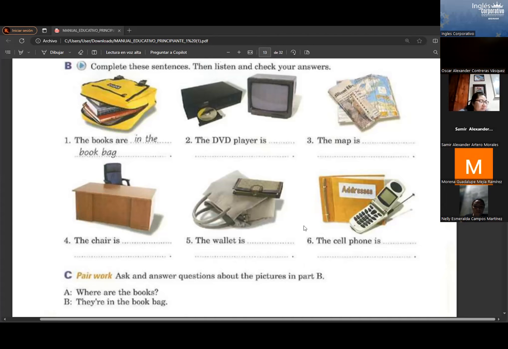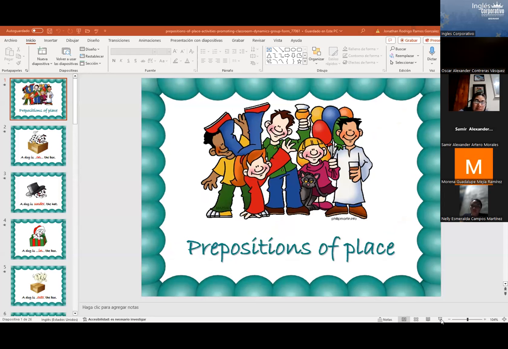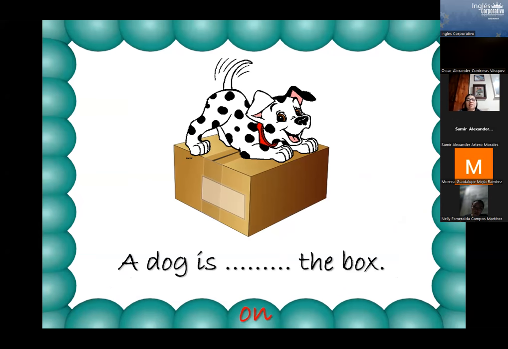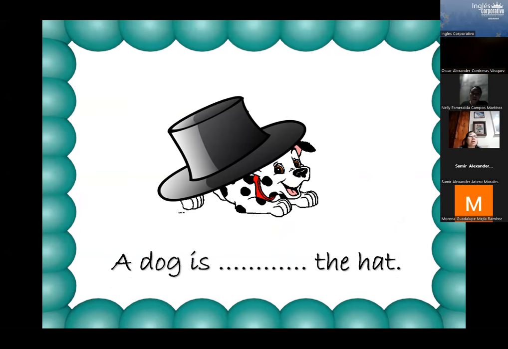Bien. Excelente. Bueno, ahora vamos a visualizar otra PowerPoint. ¿Pueden visualizarla ahora? Sí. Yes. Okay, prepositions of place. For example, where is the dog? The dog is on the box. On the box. A dog is under the hat. Under the hat.